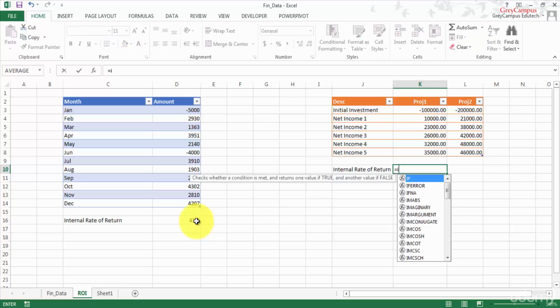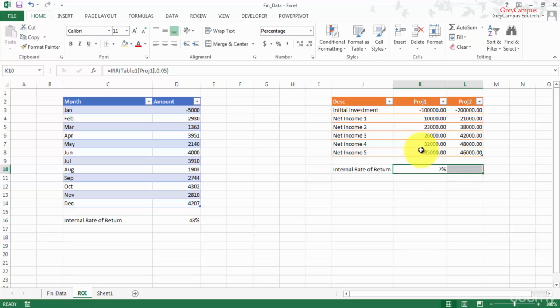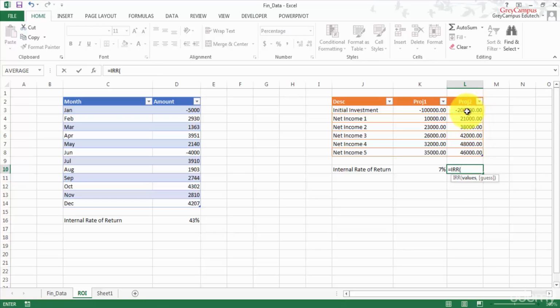So what we will do, we'll take the same function and the values, and then the guess will be 0.05, and the moment you press enter, you can see the return of investment in 5 years is 7%. Whereas in this case, when we copy and paste it, sorry, don't paste it like this, it will not take because it's a table. So like this, project 2, and the guess amount 0.5, and the moment you press, we see that project number 2 is actually not returning anything. So we are still in a loss mode, and after 5 years also the return of investment is -1.